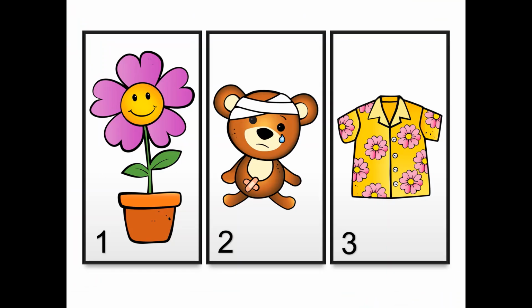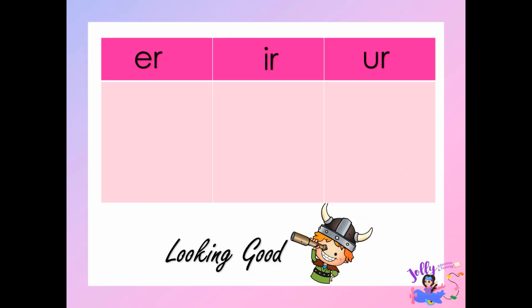Now it's your turn to have a go. I've got three pictures here. Number one, flower. Number two, hurt. And number three, shirt. Three words. I want you to write them out. And if it doesn't look right, have another go using another grapheme choice for the sound, just like we've practiced. And then, after you've done that, place your words on your looking good board. What word goes in the ER grapheme choice? What word have you put in the IR? And what word have you put having the UR grapheme choice?